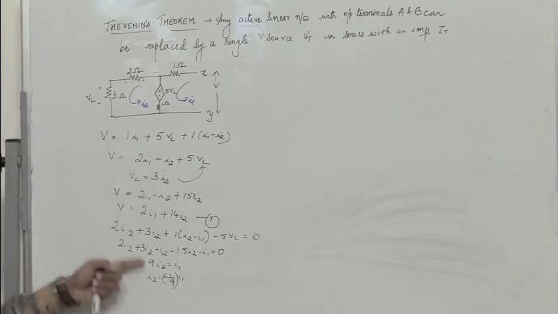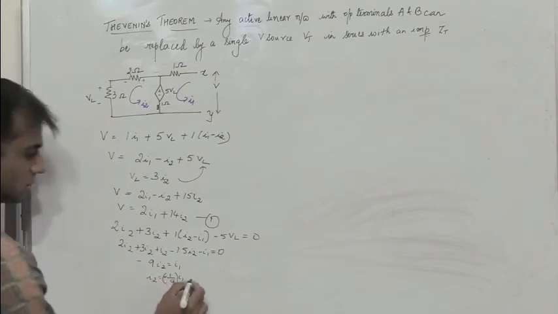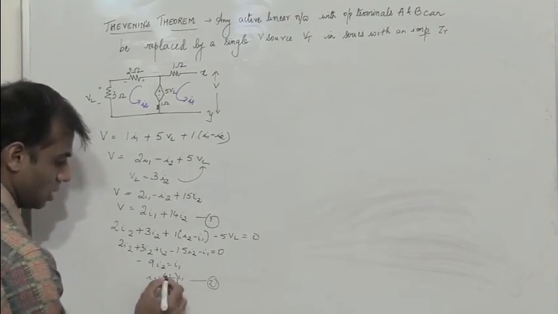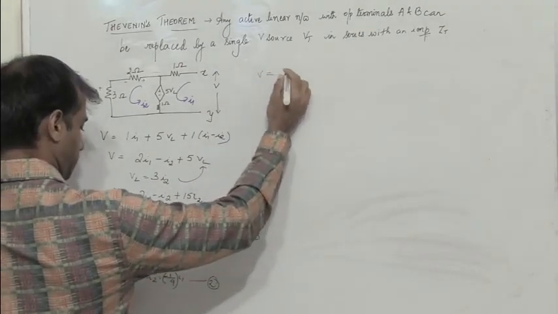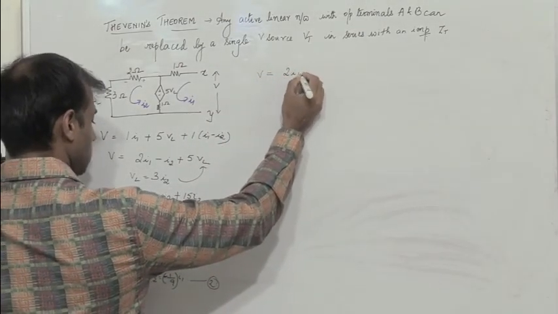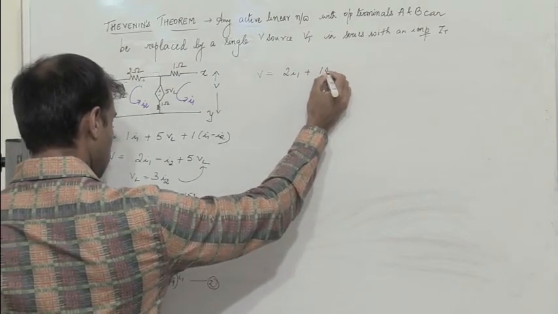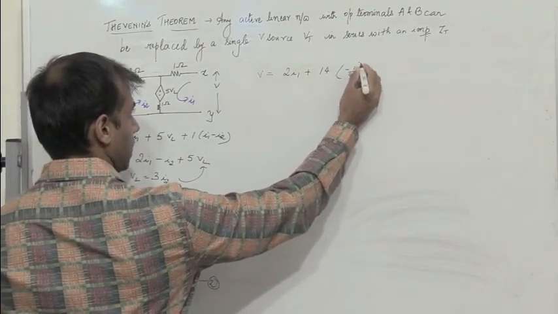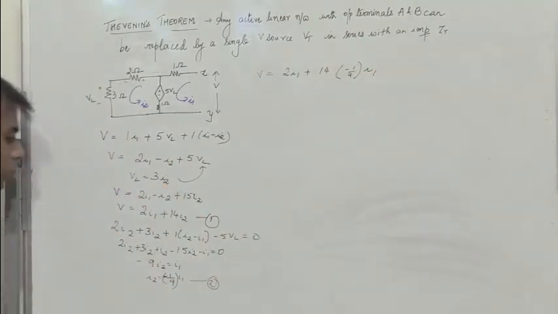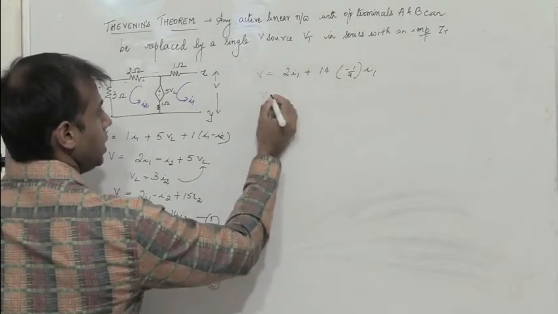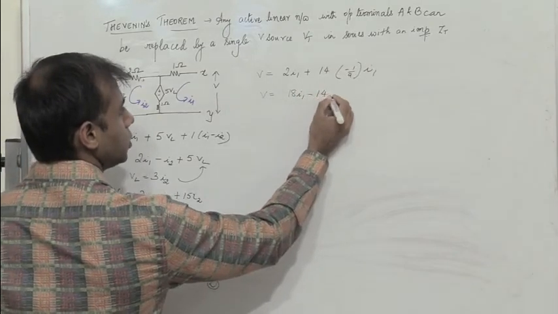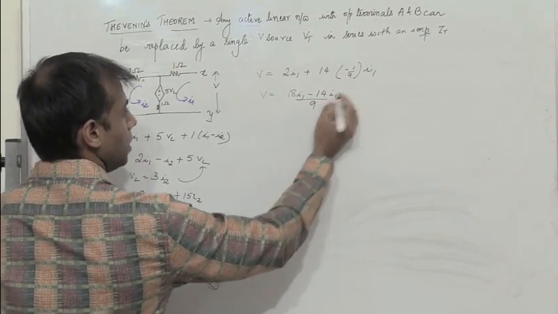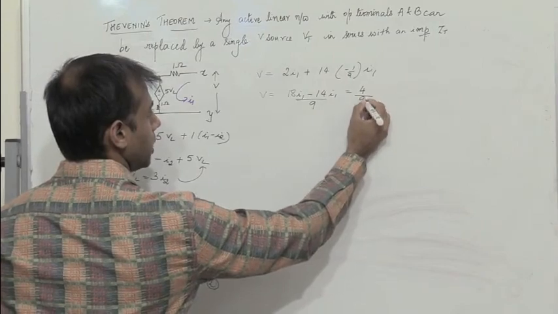So let me call this equation 2, and substitute the value of I2 in equation 1. So this is minus 1 by 9 I1. So I have V equals 2I1 plus 14 into minus 1 by 9 I1, since I2 is minus 1 by 9 I1. So we have V equals 18I1 minus 14I1 divided by 9, which gives me 4 divided by 9 I1.